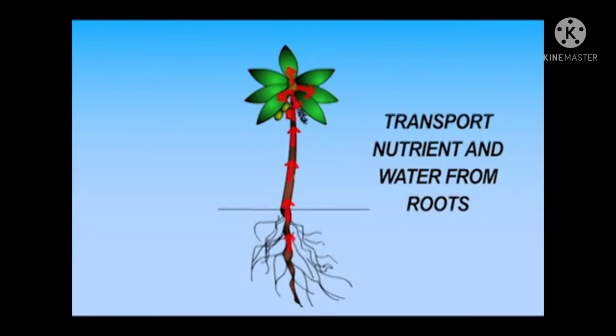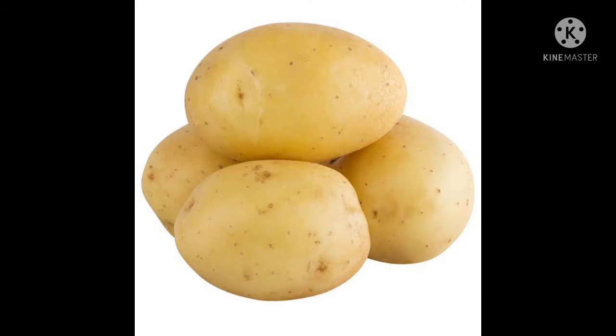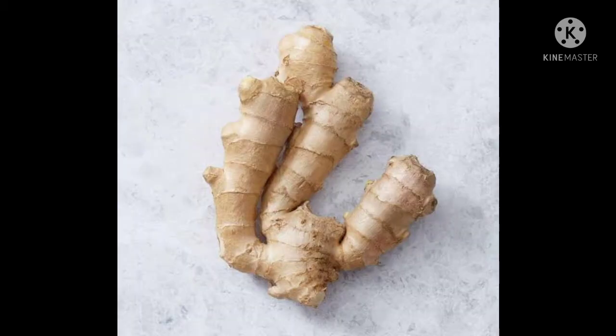It conducts water and minerals received from the roots to the leaves to prepare food. Also transport food materials received from the leaves to the other parts of the plants. In some cases, the stem stores food. For example, potato, ginger, colocasia.